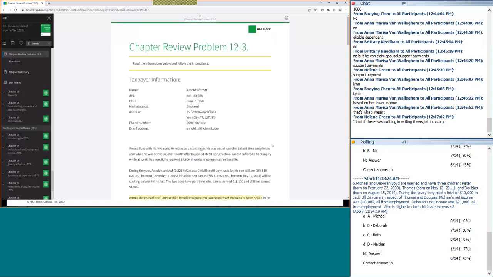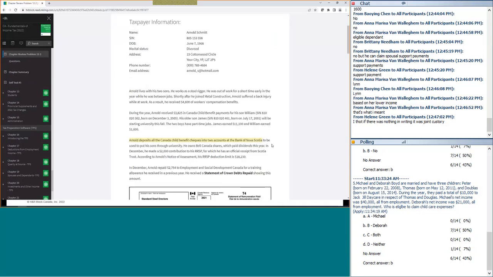All right, one more. Schmidt, Arnold Schmidt. Arnold lives with his two sons. He works as a steel rigger. He was out of work in between jobs. He suffered a back injury as workers' compensation. He had a busy year. He had a lot going on.